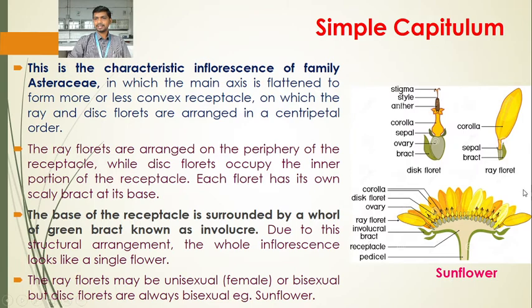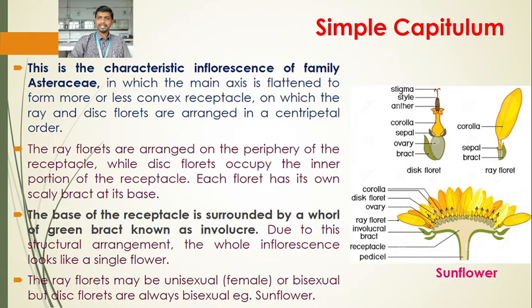So we can see this in the ray floret. Here we see the bract. Also in the disc floret there is a bract. So the flowers are bracteate, and each floret has its own scaly bract at its base. Okay, so a bract is a leaf-like structure that is present at the base of the flower, at the base of the pedicel. So here the flowers are sessile flowers without pedicel. So the bract can be seen at the base of the flower.